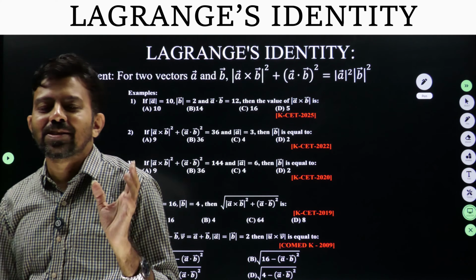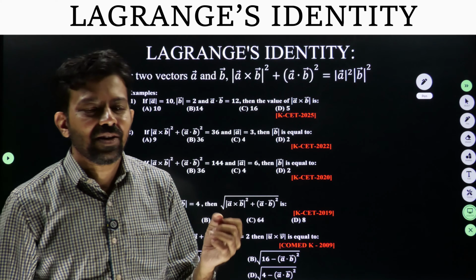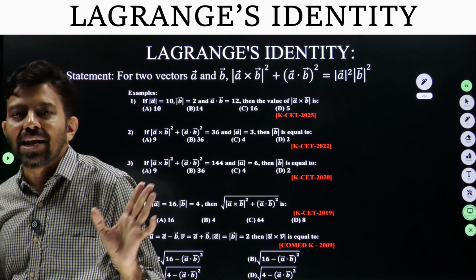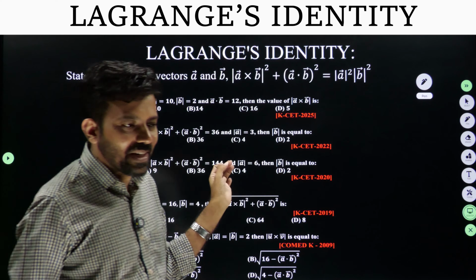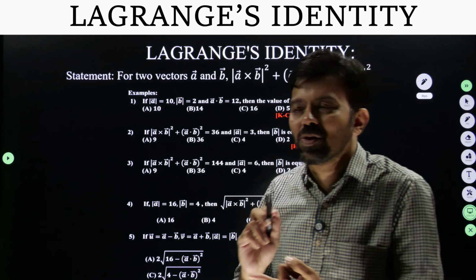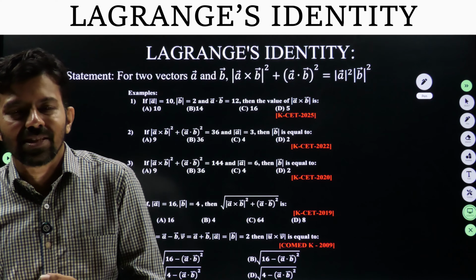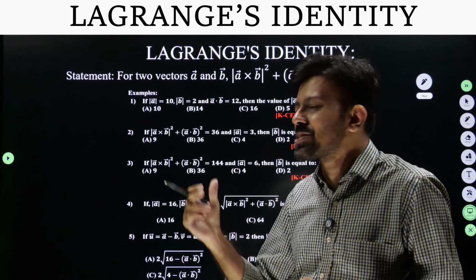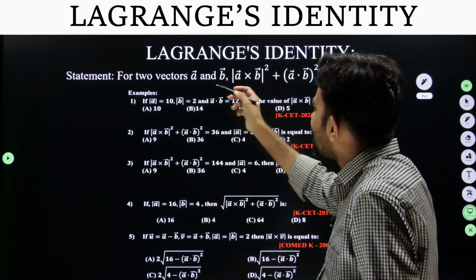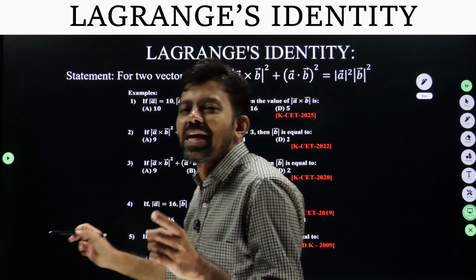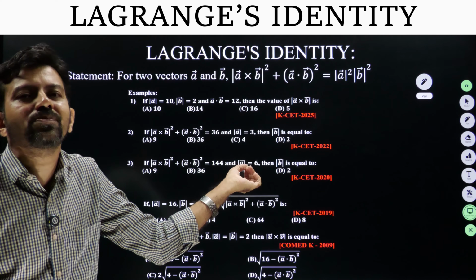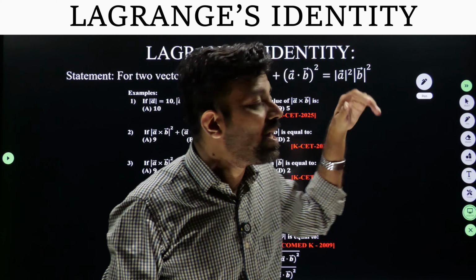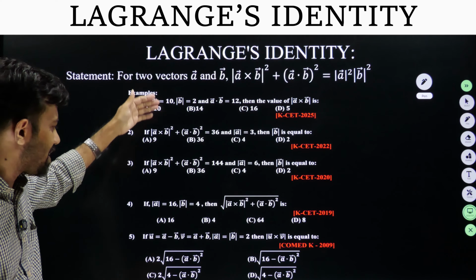This time I'll be taking a small part of vector algebra, one of the small important topics, called Lagrange's identity. Very important identity for competitive exams like KCET and even for JEE, even for NDA exams. Many times questions are asked based on this Lagrange's identity, and you can see the statement: for two vectors, vector A and vector B, we have magnitude of A cross B square plus A dot B square is equal to magnitude of A square into magnitude of B square, and various questions asked are taken as examples here.